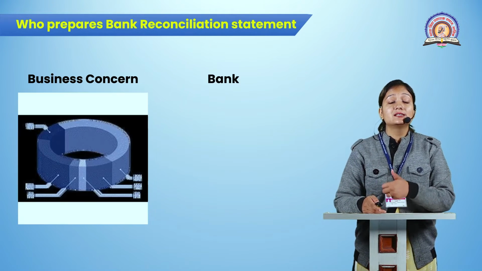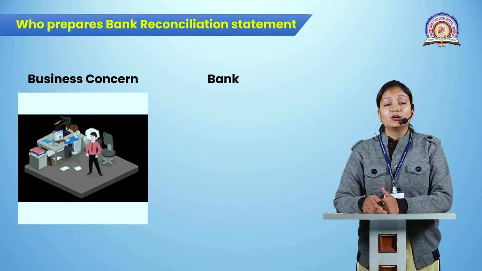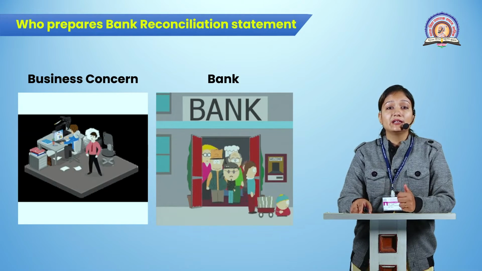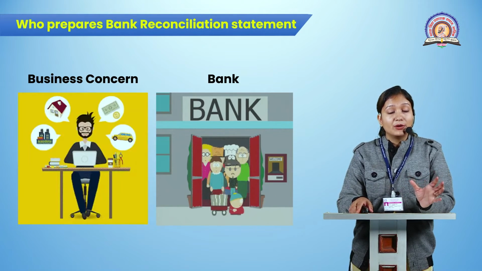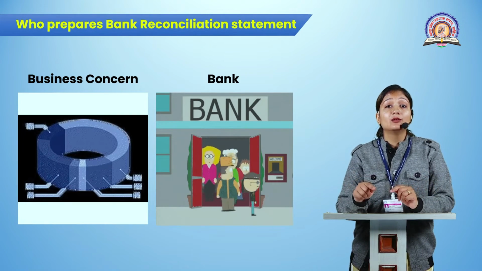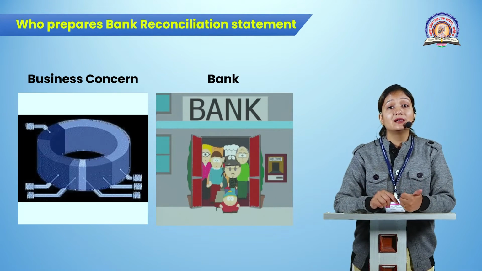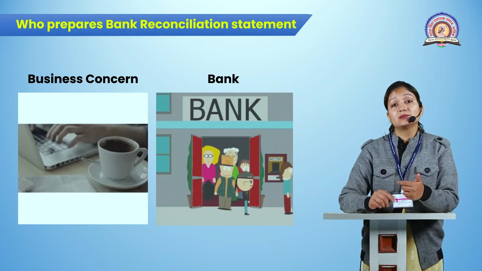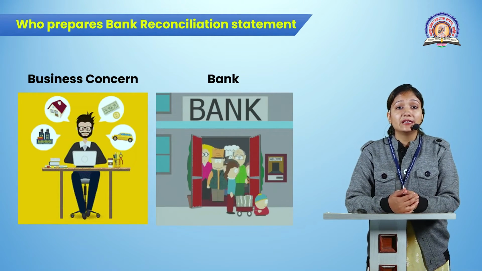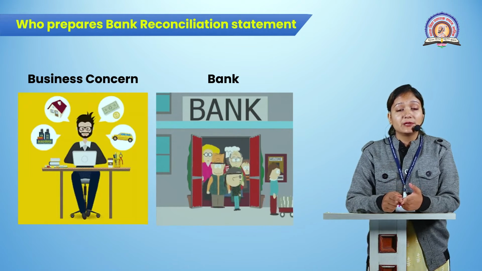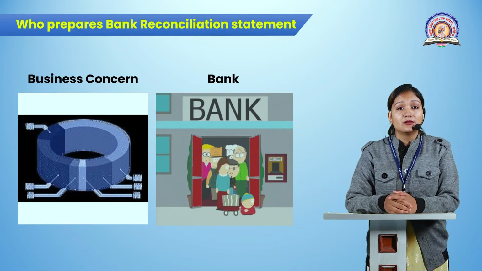The second one is the bank. The bank is an institution which maintains our balances with it with the help of a passbook. And we are maintaining the same thing in a cash book. So always remember, the business entity maintains the cash book, and the bank maintains the passbook.